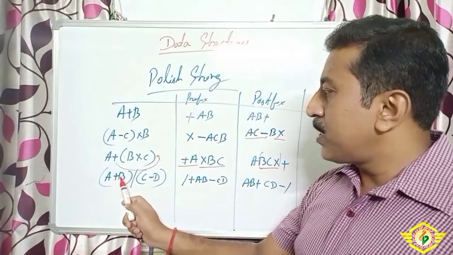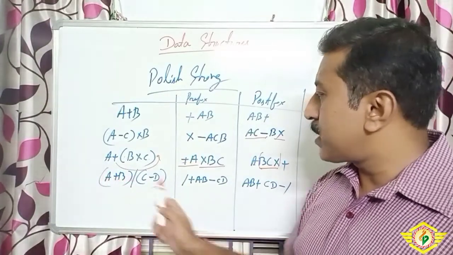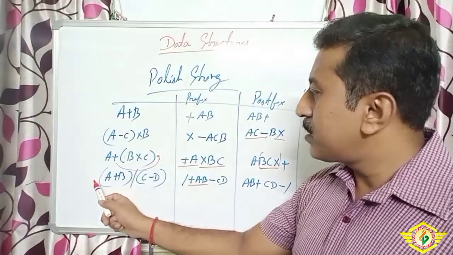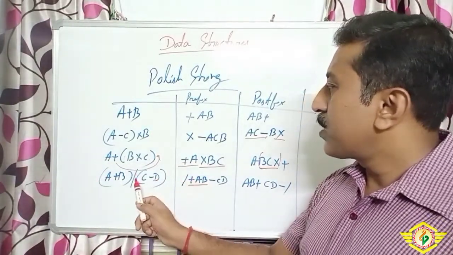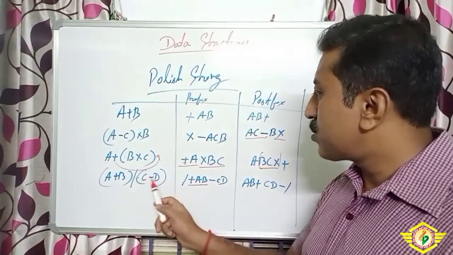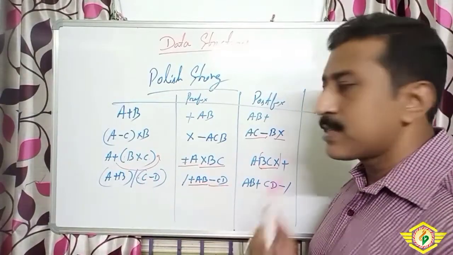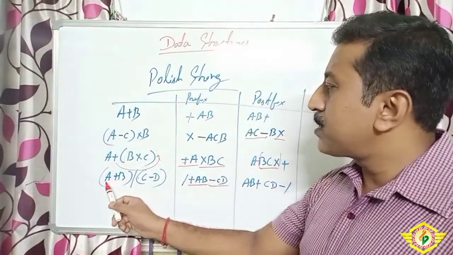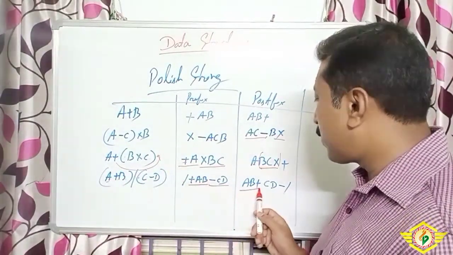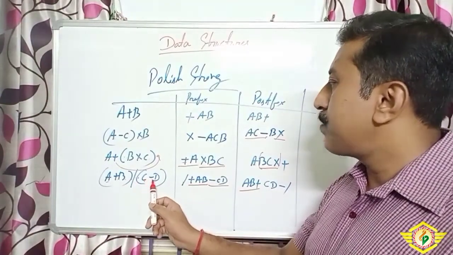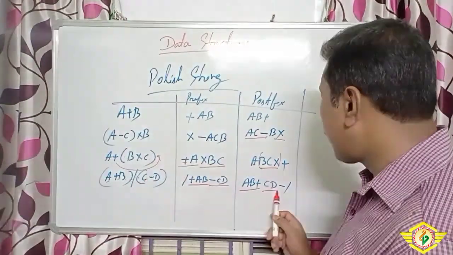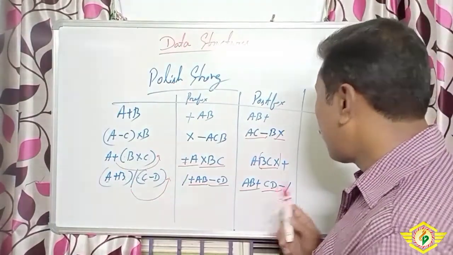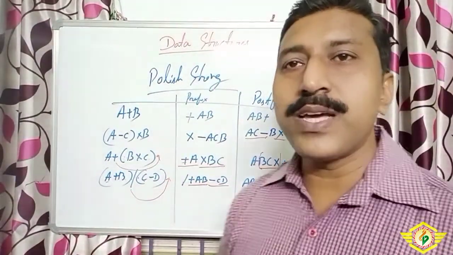Next, a plus b, so the plus sign will come before, so plus a b. Then the division is there, so division will come before, and c d, that minus will come here, so minus c d. In case of postfix, in a similar way, a plus b means a b plus. Then c minus d is c d minus, and then this division sign will come at the last. Okay, so in this way we can do it.